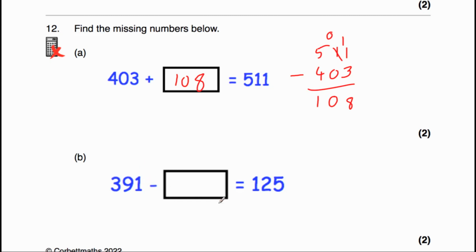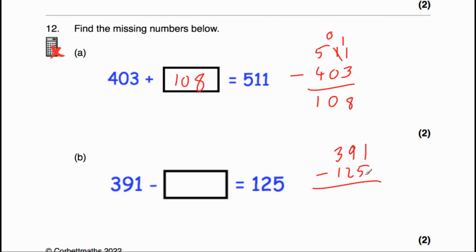391 take away something is equal to 125. So if we had 391 and we took away a certain number, we're going to be left with 125. So if we take the 125 away from the 391, we can see what we would have taken away. So 391 take away 125, and that will tell us what we've taken away.